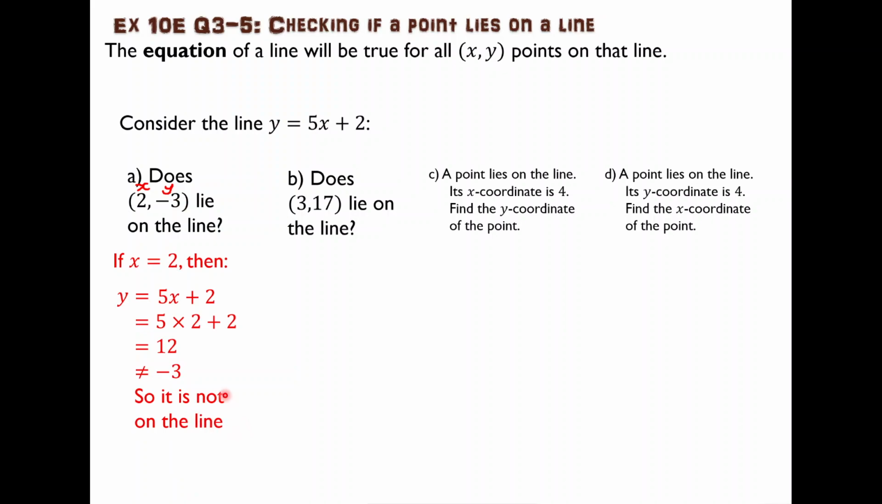Cool, because we've got a contradiction. If it was on the line, the equation would be true. Let's try another one. If x is 3 and y is 17, does that point lie on the line?